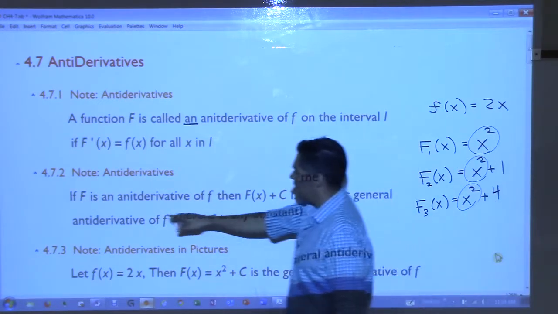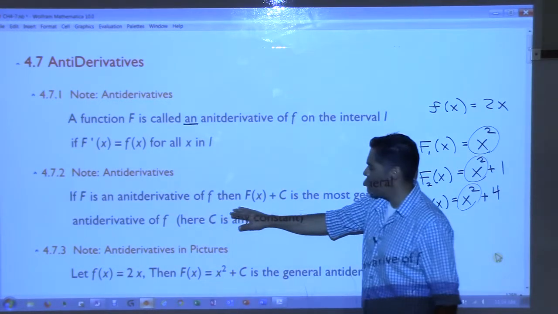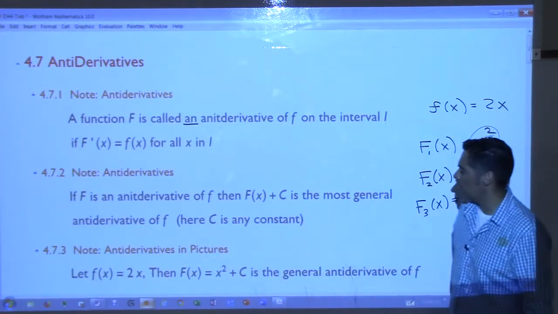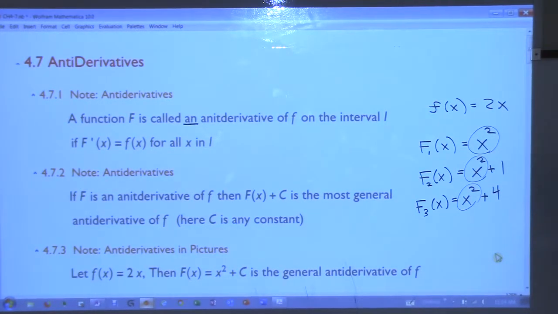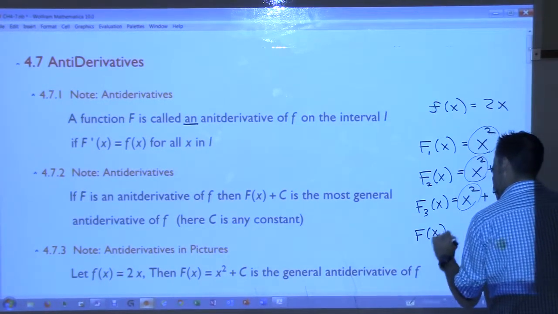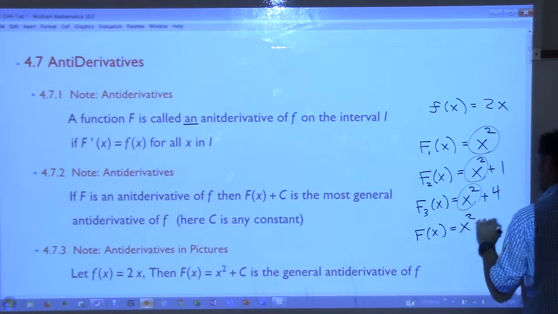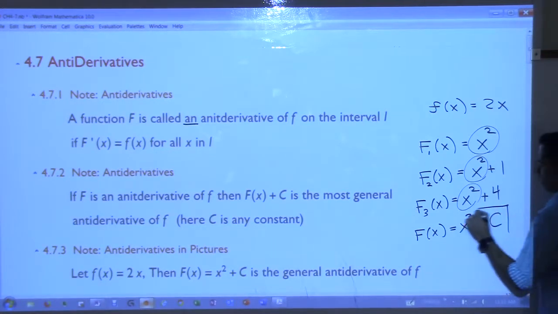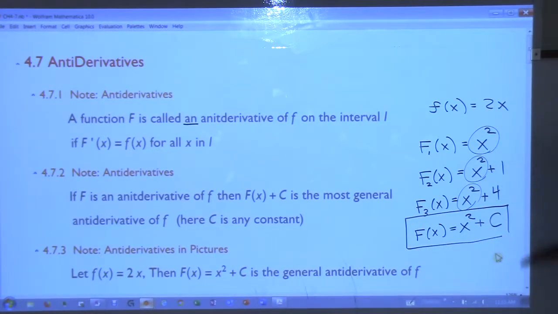So if capital F is an antiderivative of little f, then capital F of x plus any constant is the most general antiderivative of little f. So if we write capital F of x equals x squared plus any constant, this right here would be called the general antiderivative of 2x. Okay?